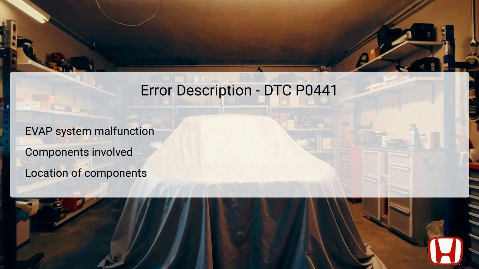The EVAP canister purge valve is usually mounted on the intake manifold, controlling the flow of vapors from the canister to the engine. This valve should open under specific conditions to allow the vapors to be burned during combustion. Identifying the location and condition of these components is essential in determining whether they are functioning correctly or if there are blockages, leaks, or failures impacting the entire EVAP system. Ensuring all parts are in optimal condition will help maintain compliance with emission regulations and improve overall vehicle performance.